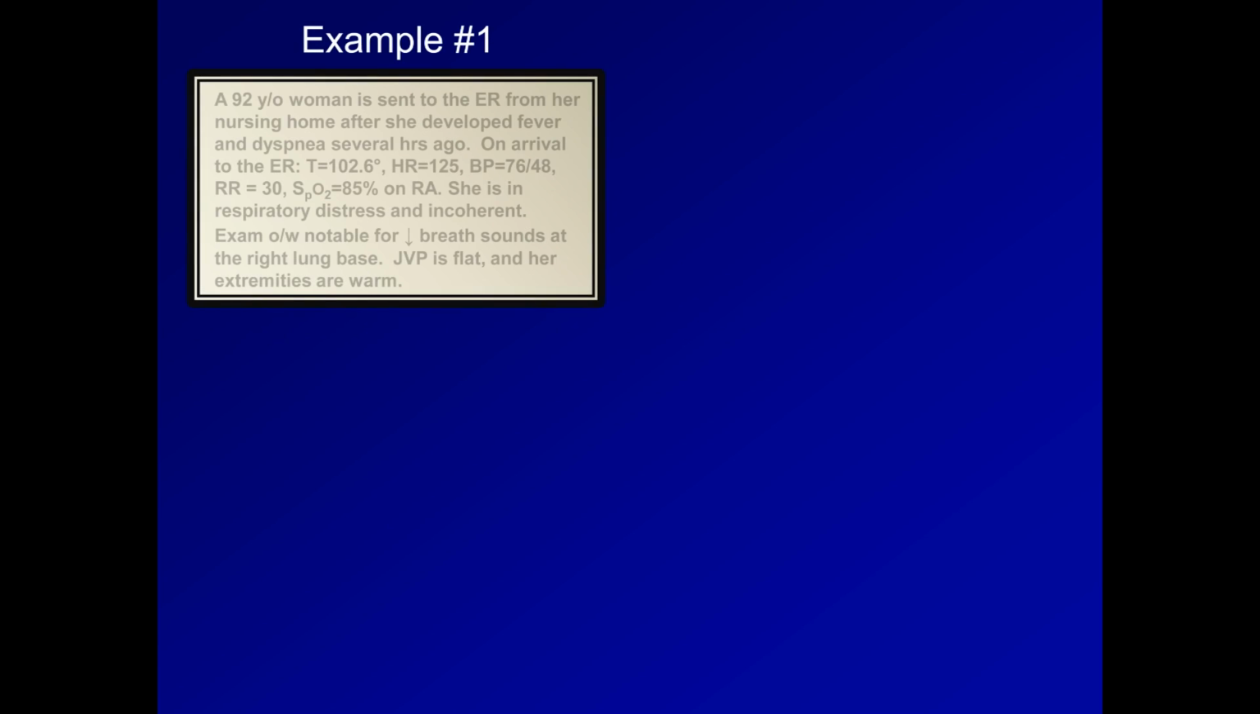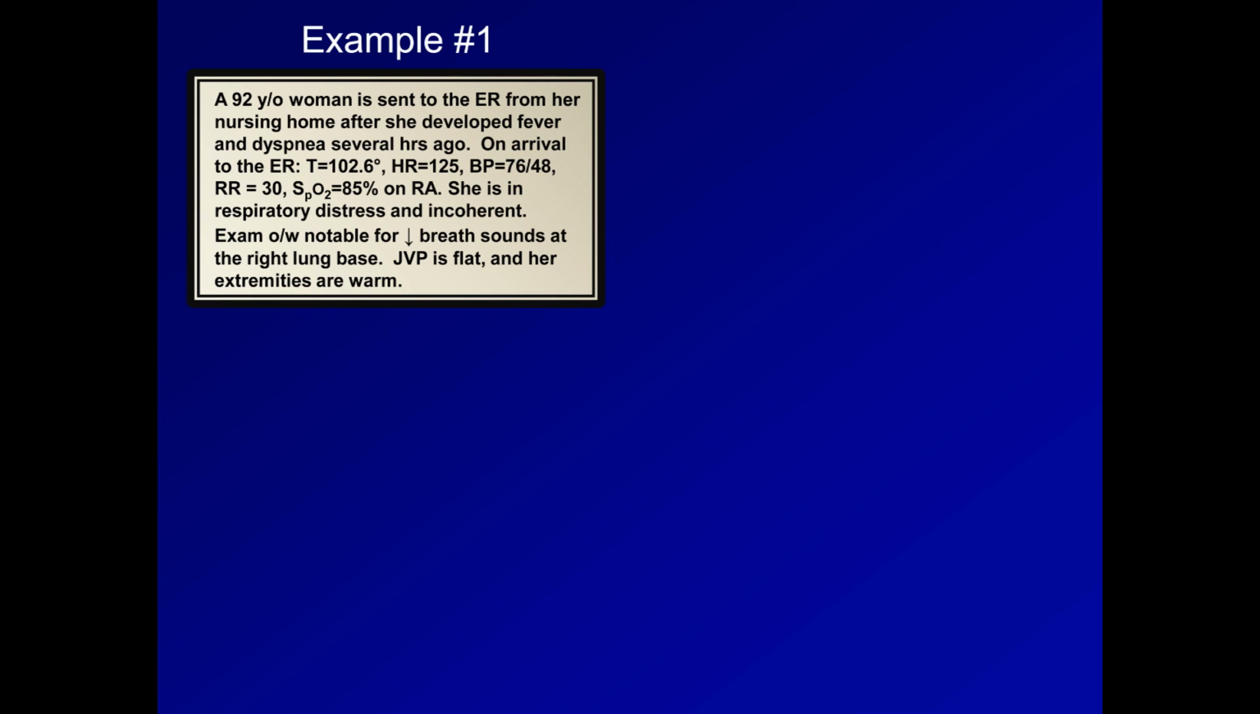Example number 1. A 92-year-old woman is sent to the ER from her nursing home after she developed fever and dyspnea several hours ago. On arrival to the ER, her temperature is 102.6, heart rate is 125, blood pressure 76/48, respiratory rate 30, and O2 sat via pulse ox is 85% on room air. She is in respiratory distress and is incoherent. Her exam is otherwise notable for decreased breath sounds at the right lung base. Her jugular venous pulsations are flat, and her extremities are warm.